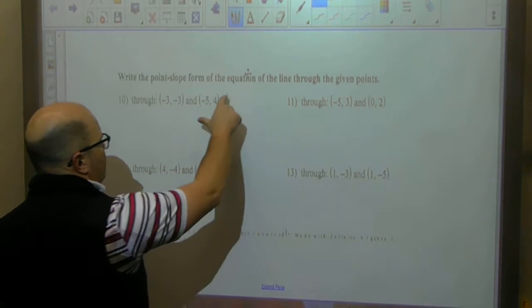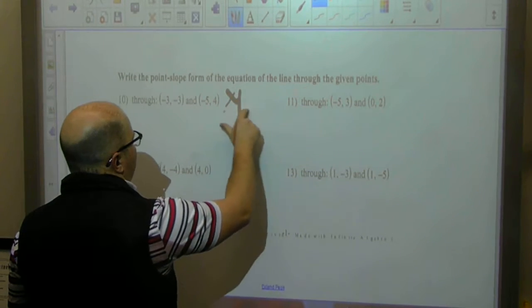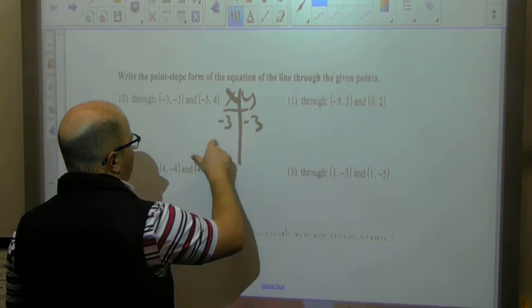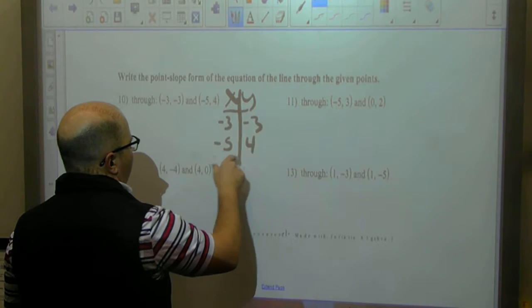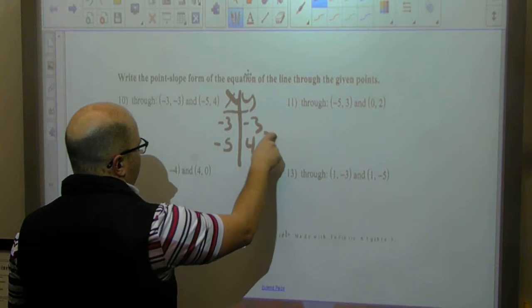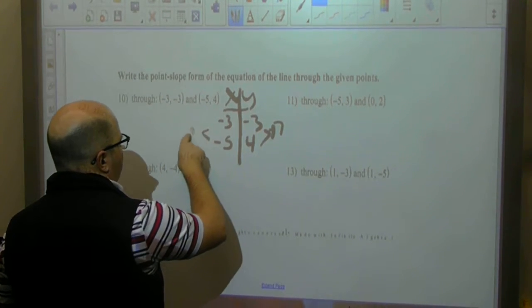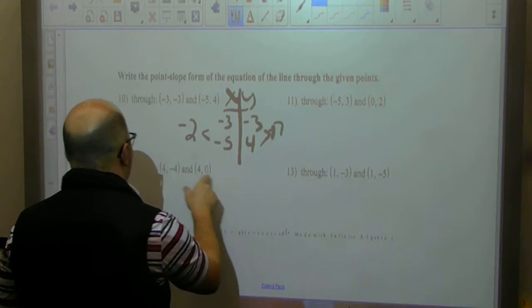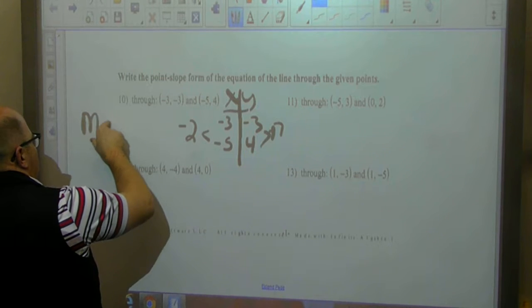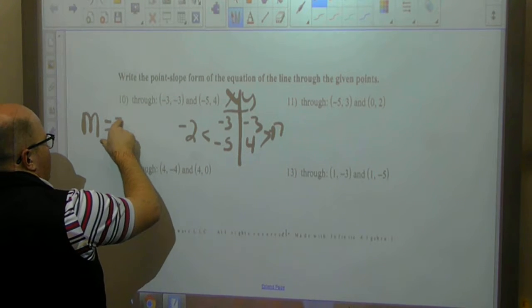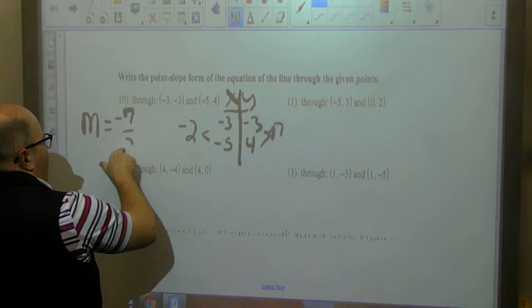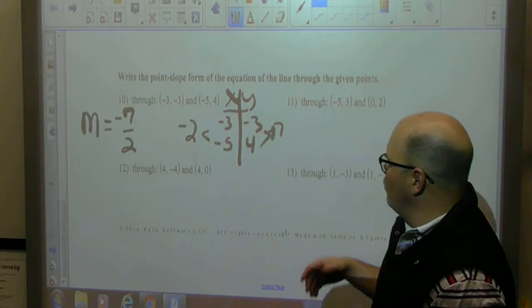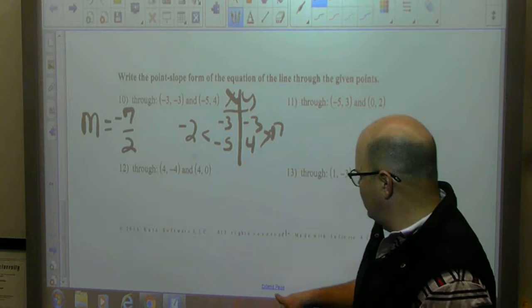Well, the first thing I'm going to do is create an XY chart, and I'm going to just get my slope from -3, -3 and -5, -4. So my slope is going to be +7 over, or that's actually a -2. So my slope is going to be -7/2 for this problem.